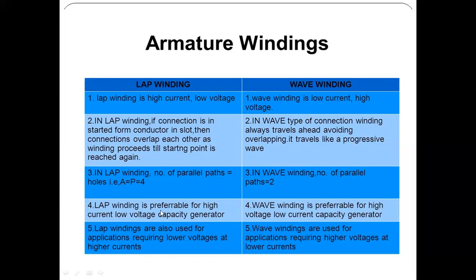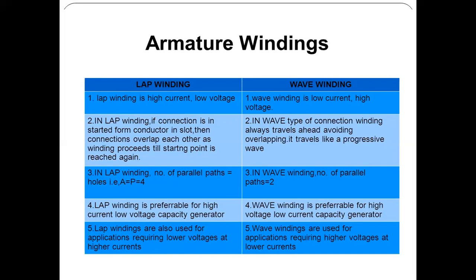Lap winding is preferable for high current, low voltage capacity generators. Wave winding is for low current capacity generators. It is preferred for low current capacity generators. And the last one: lap windings are also used for applications requiring low voltage at high currents, and wave windings are used for applications requiring higher voltages at lower currents. So these are the differences between lap winding and wave winding.